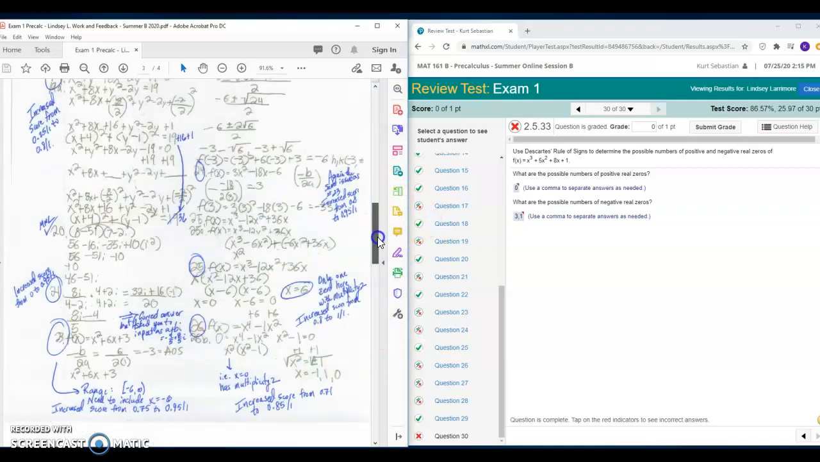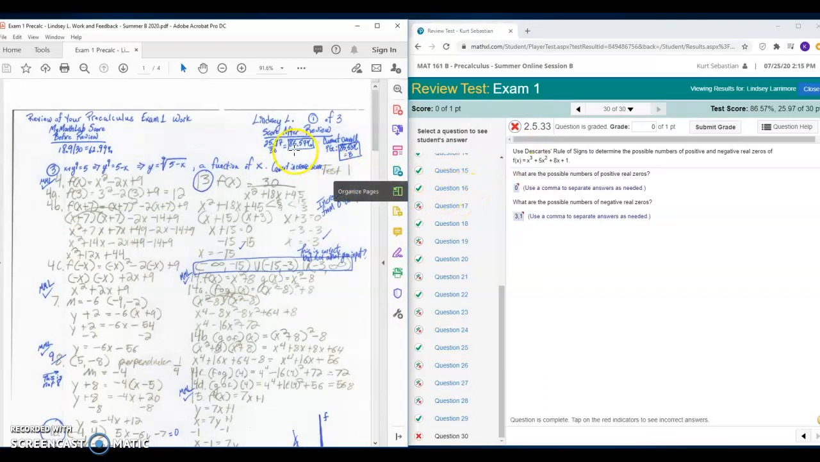Okay, and again, just to remind you, your score on the exam is 86.57, a very solid, strong B, almost a B plus on the exam. And you have an 85.53, which is a solid B, getting up towards the B plus for the course as well. So you're doing good, Lindsay.